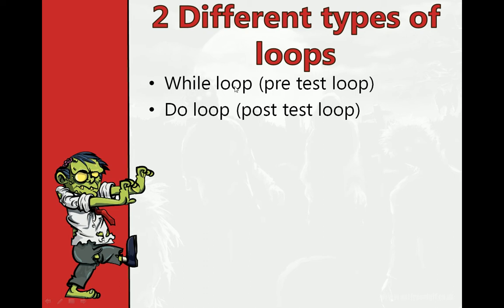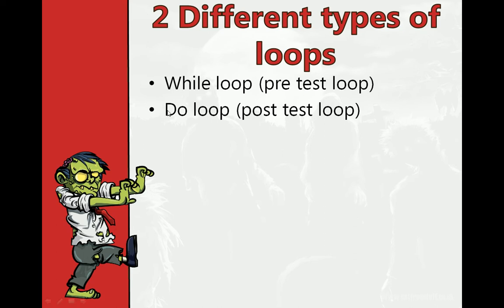We're going to call a while loop a pretest loop. What I mean by pretest loop is that the test for the condition on whether or not this loop should run is at the beginning of the loop. So it's going to test that condition before that loop is ever run. If that condition returns false, it's not going to run any of the code within the loop. If that condition returns true, then it is going to run that code within the loop.